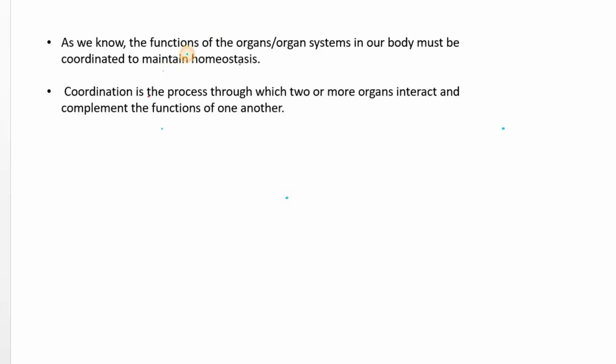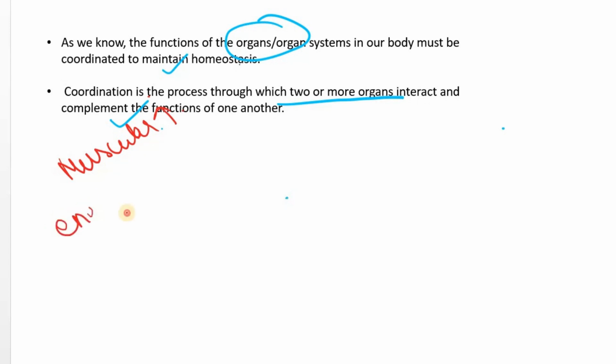As we know, to maintain the homeostasis in our body, the functions of organs or organ systems must be coordinated. Coordination is the process through which two or more organs interact and complement the function of one another. For example, when our muscular activity increases, the energy demand of the tissue also increases. Since the energy demand increases, the supply of oxygen to that tissue also increases.